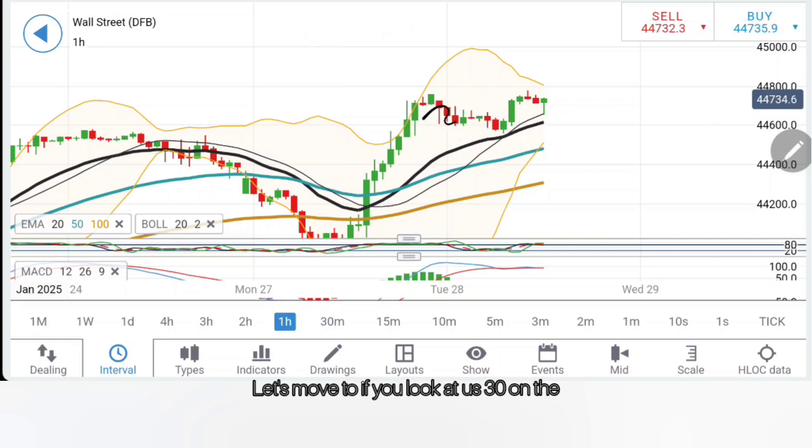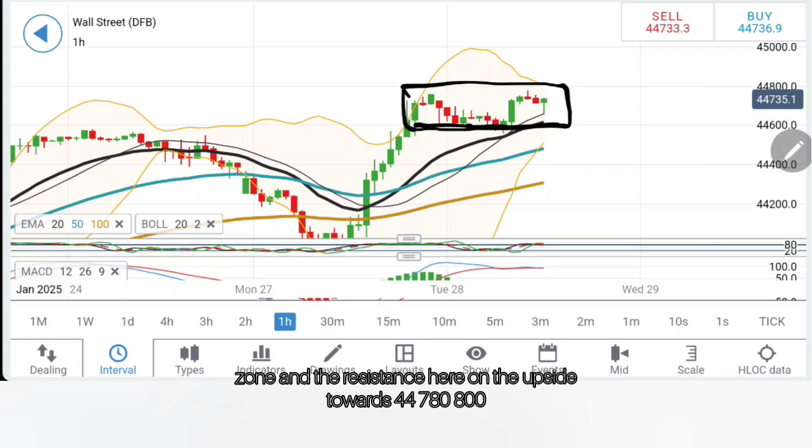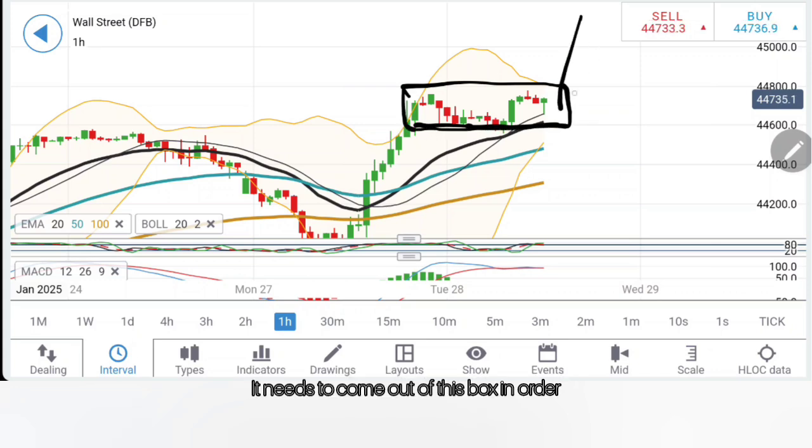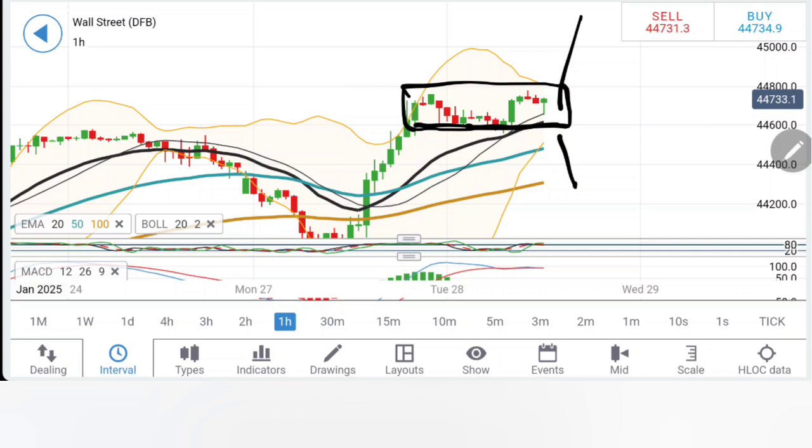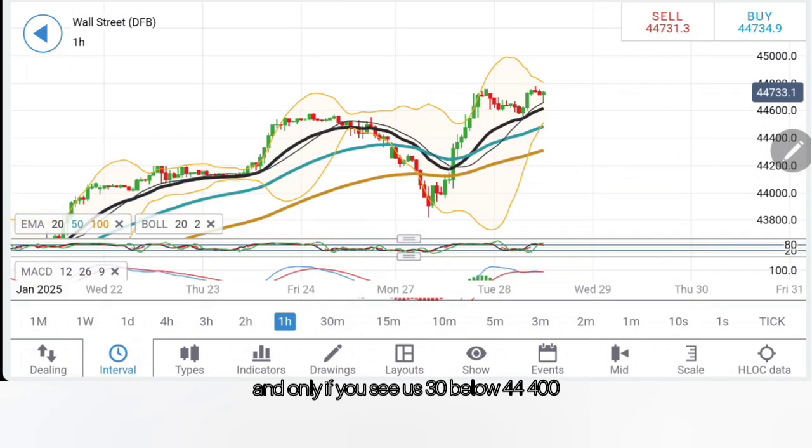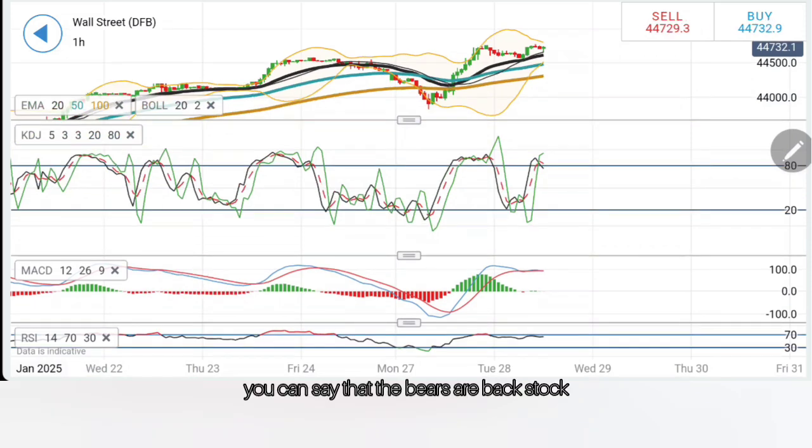If you look at US30 on the early charts, it has formed a very strong support now at 44,600, 44,550 zone, and the resistance here on the upside towards 44,780, 800. It needs to come out of this box in order to confirm a direction, and a drop below 44,580, 600 should be an indication of further downside, where 44,500 should be the first and immediate support, and then 44,400. And only if you see US30 below 44,400, you can say that the bears are back.